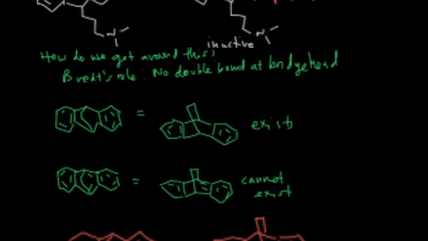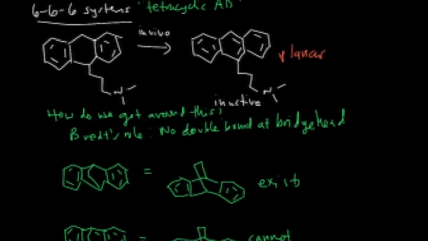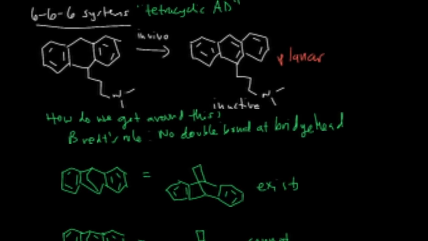Also, 666 ring systems are termed tetracyclic antidepressants, like I said up here, because they have 1, 2, 3 at the bridge, and then 4 rings. So 1, 2 rings, 3rd ring at the bridge, and 4 rings.